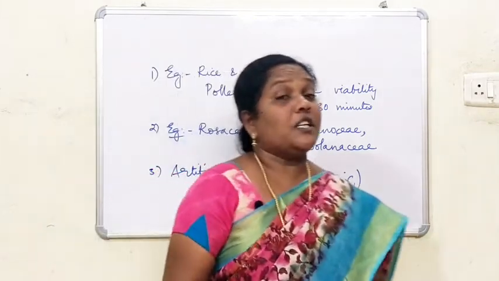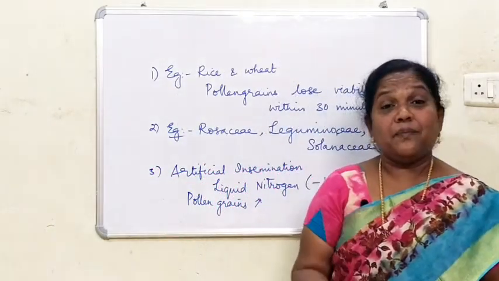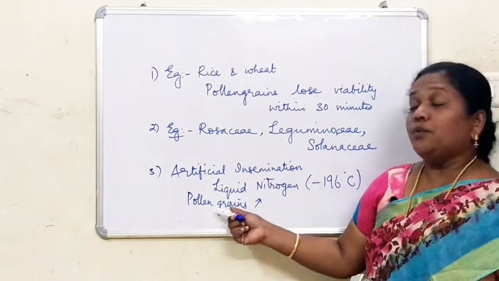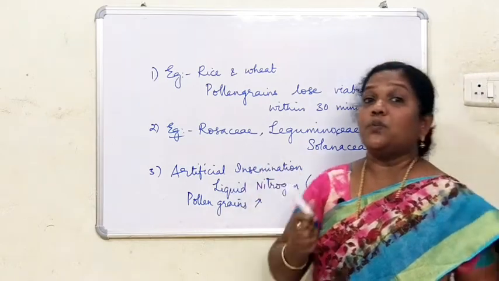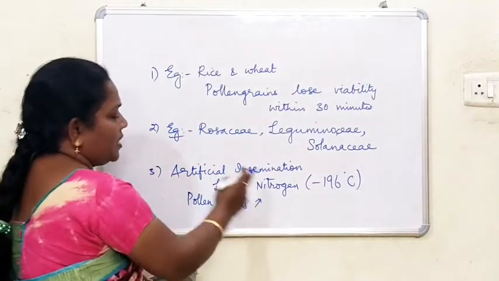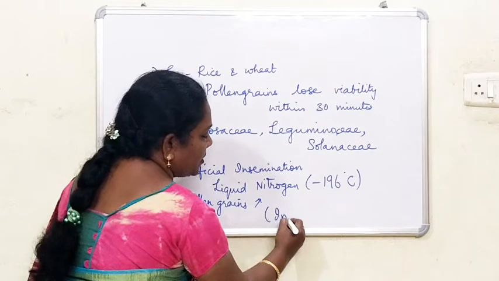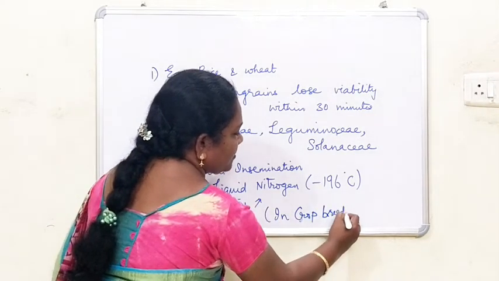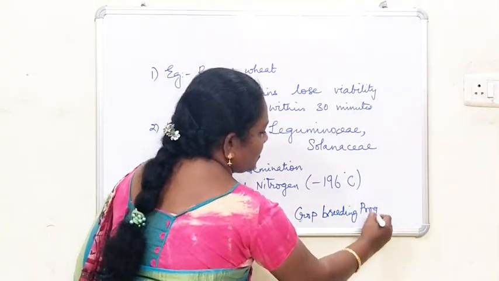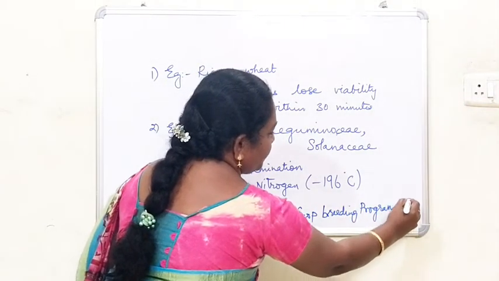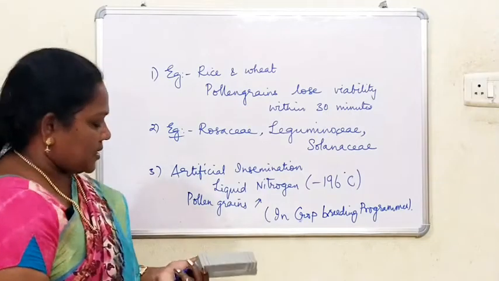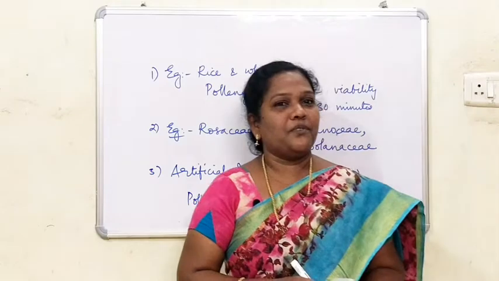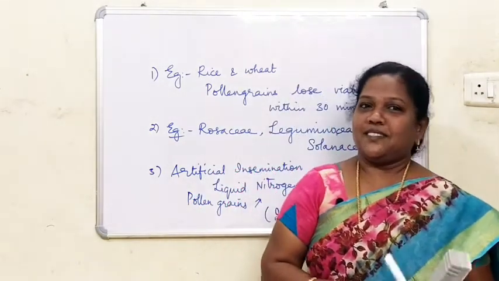You call them pollen banks, and seed banks also. Why? Because they can be used in crop breeding programs. That is very, very important. So when it is preserved, it can be used in crop breeding programs. Today's class we have learned about the structure of the pollen grain, its beneficial activities, how it is harmful, and its viability, all those things, right?